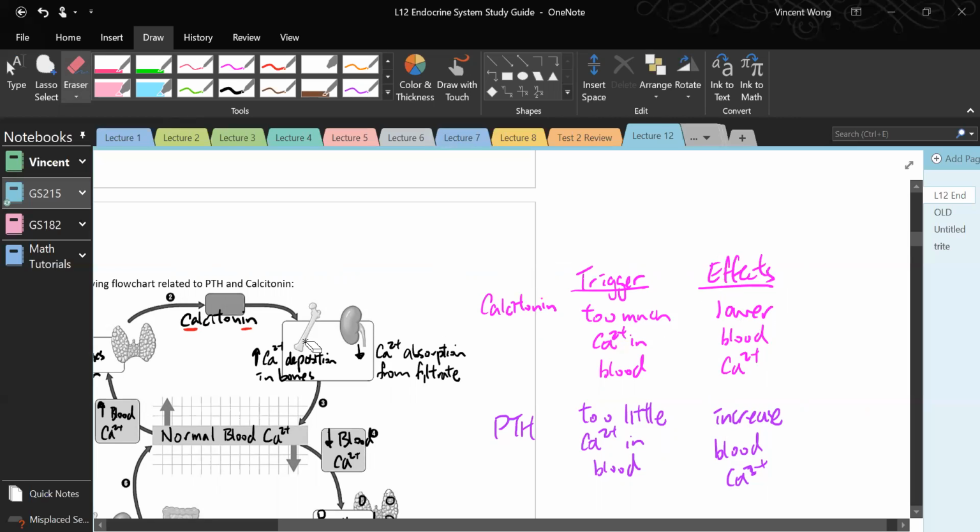It's going to act on the bones and the kidney, right? Because you have too much in your blood right now, where should we put the calcium? Let's put it in the bones, right? So increase calcium deposition in the bones. You're going to take all those extra calcium in the blood and put them in the bones. And you will also tell the kidney to not take up as much calcium from the filtrate. You're just going to let the body pee it out, basically. We don't need it. We have too much. Let's just get rid of it in the urine. Does that make sense so far?